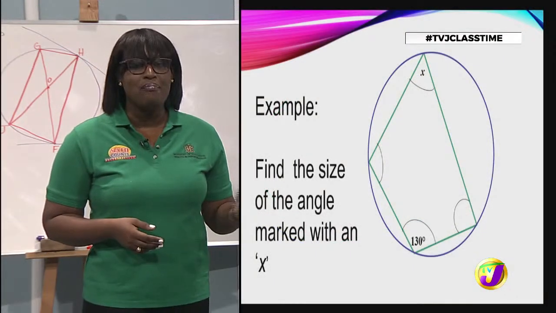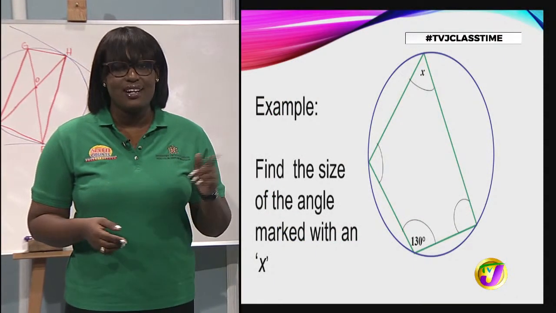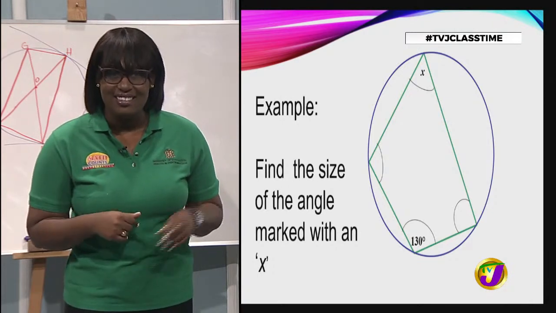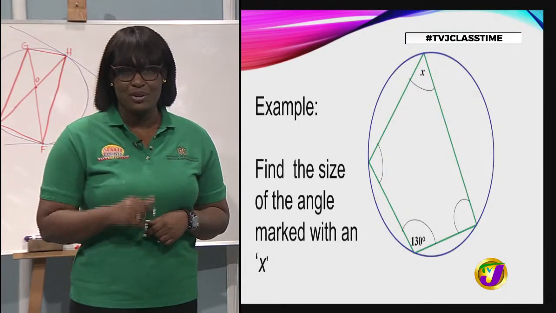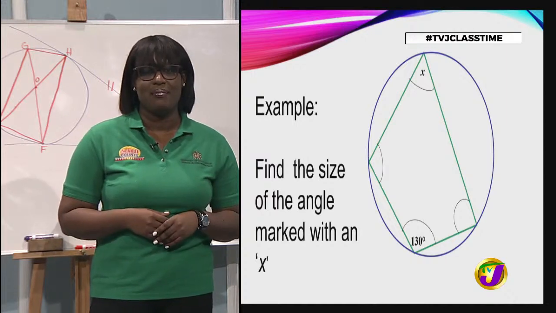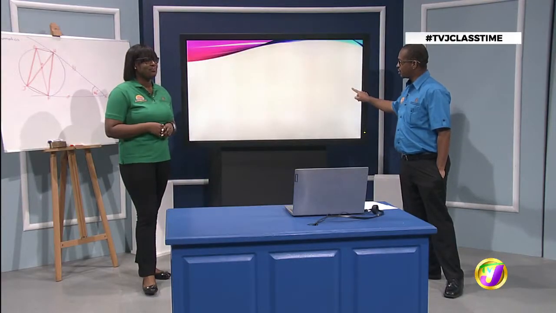So this angle measures 50 degrees. Sir thought he could trick me. I think he thought he could trick you at home too. But no, we got this. Yeah, man. So x is 50 degrees.